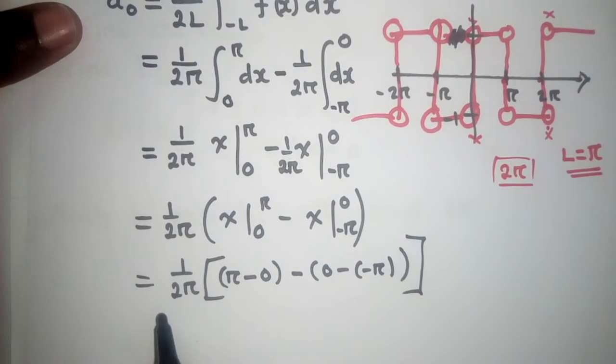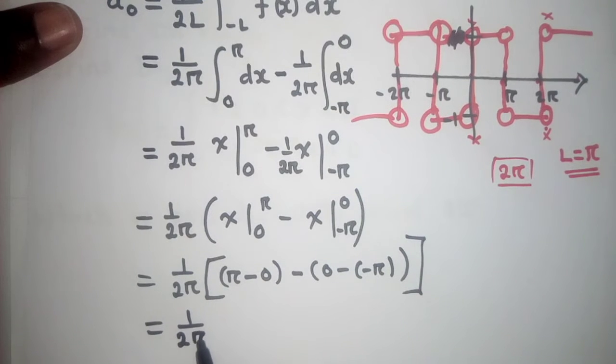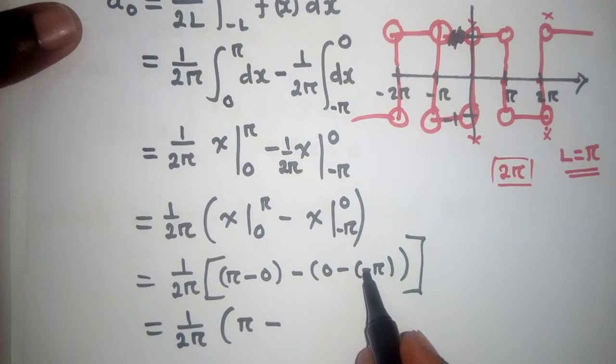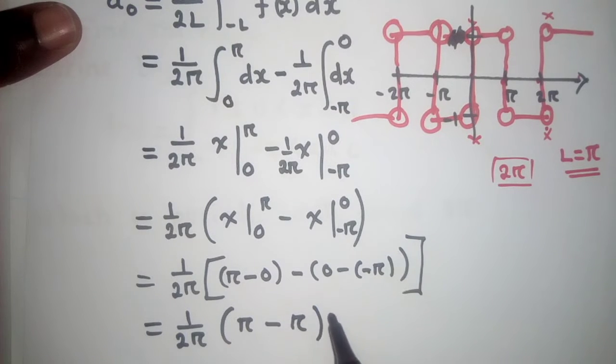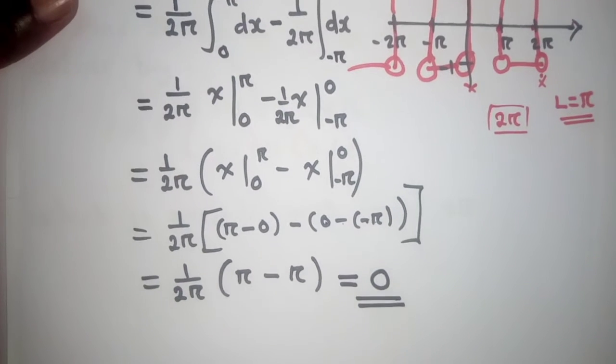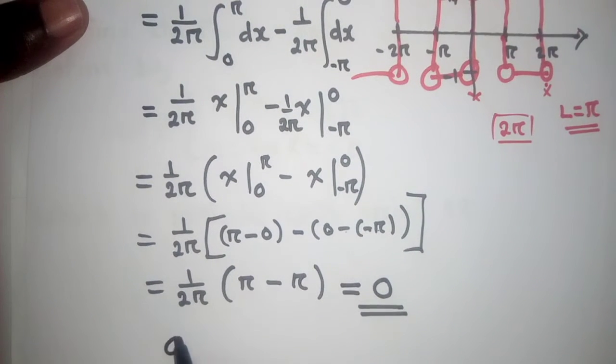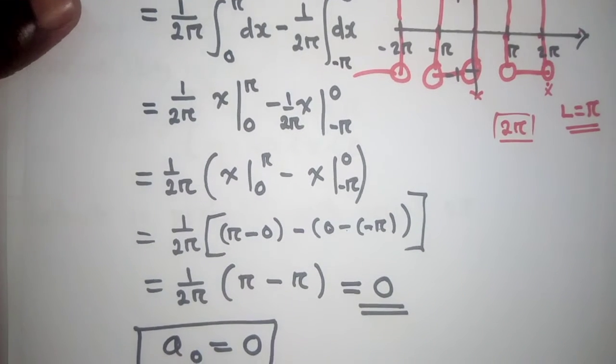So at this point, clean up, we have a pi. Here it will be positive, this one positive. So it will be minus, because see, this 0, it will just be a pi, minus this, we distribute this minus, it will just be negative pi, and our answer will be 0. So we'll say our a0 is equal to 0. This is very important.